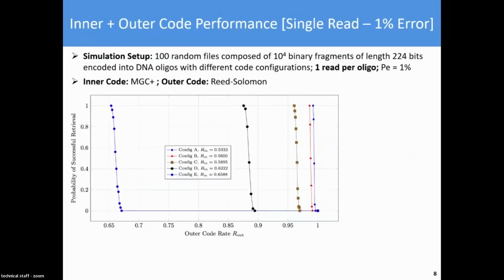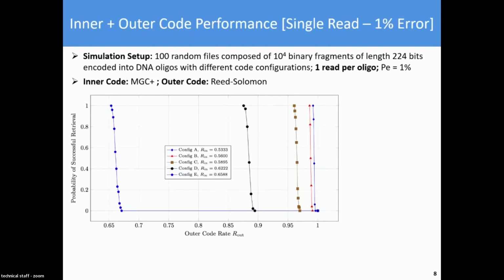So now let's go into a second setting where we have now an outer code, so we're actually encoding a file here. So we have an outer code, but we're assuming we only have one read per oligo. So this is the least favorable case. So only one read per oligo, but the error rate is only 1% also. Let's see what we can do here. So we can, of course, configure the inner code in many ways.